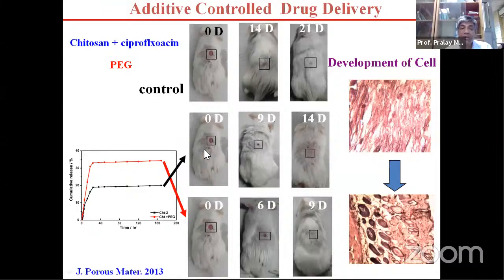And here we have seen that if it is very slow, it gets cured in 40 days, whereas with fast release it is cured in less than 9 days. So that's the effectiveness of slow and fast or controlled release of drug. It's not always that we need slow release. Sometimes fast release is also important, like in wound healing and so on.